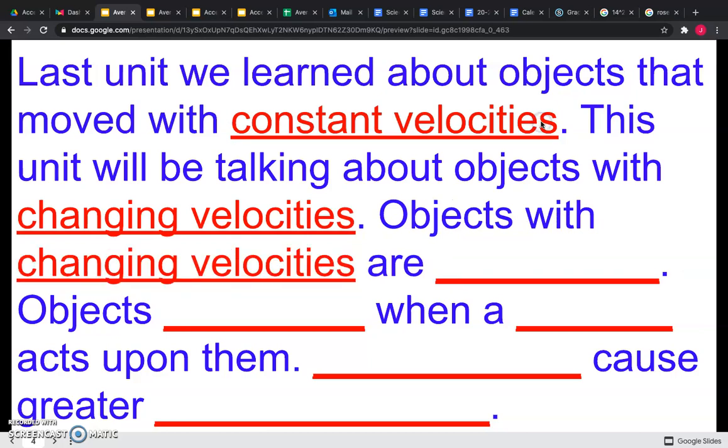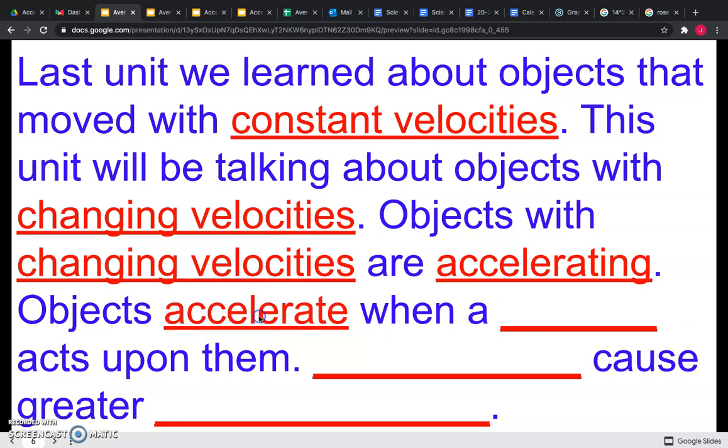And so objects with changing velocities are accelerating. So this is going to be kind of like our new vocabulary word. This is what we're going to be learning about this unit: acceleration. And so objects accelerate when a net force acts upon them. Now, you guys probably already know that a force is a push or a pull. We'll be learning more about net force later on in this unit.